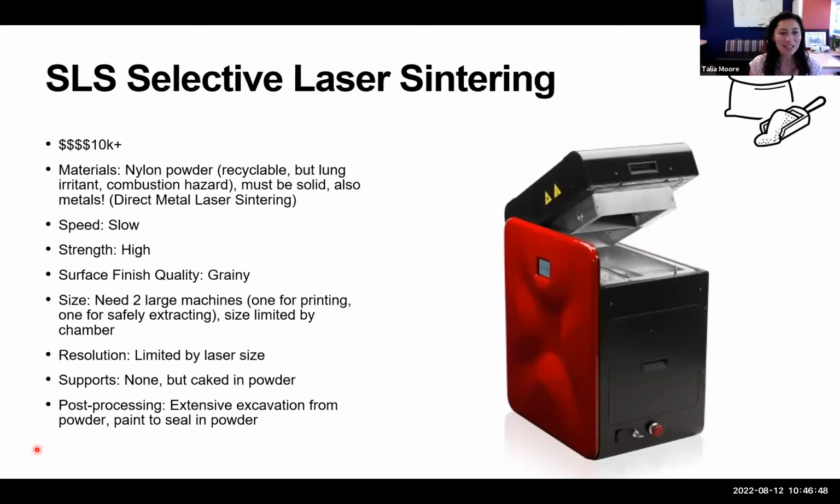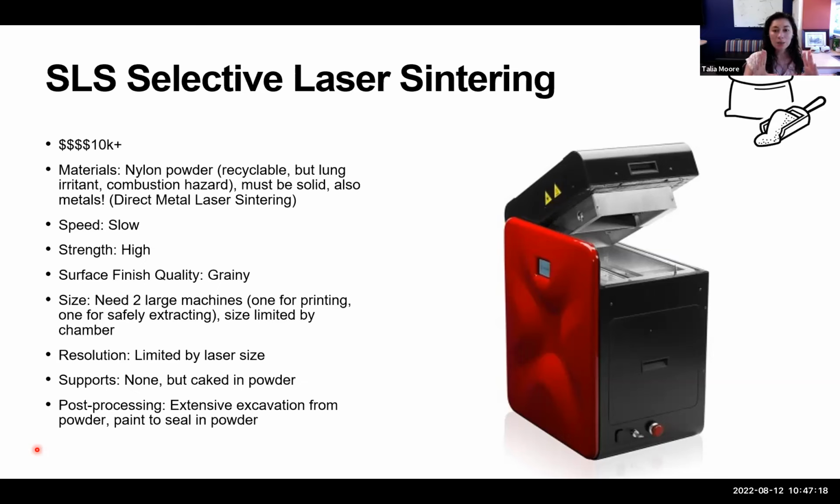So we've got SLS, which is selective laser sintering. These are really expensive. So again, this is something that you might want to get a whole bunch of other people together to buy. And you're going to need some specialized facilities, which I'll get into. For materials, nylon powder is the main material, but you can also do direct metal laser sintering. So we've been 3D printing in titanium as well.